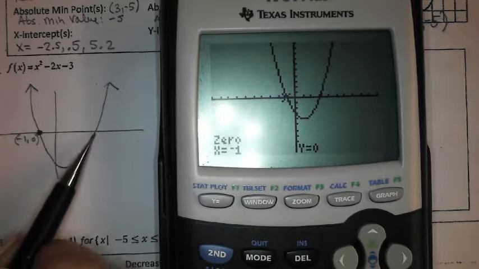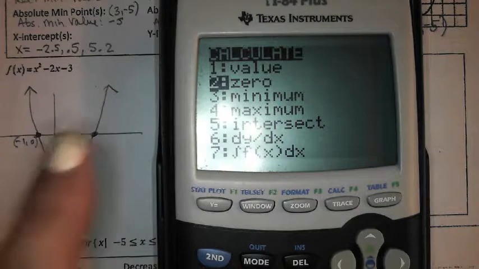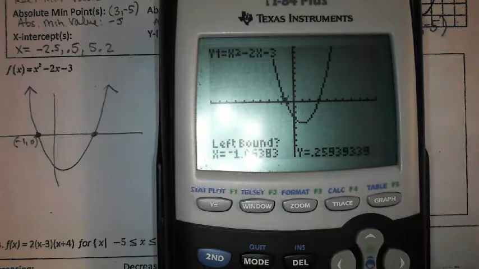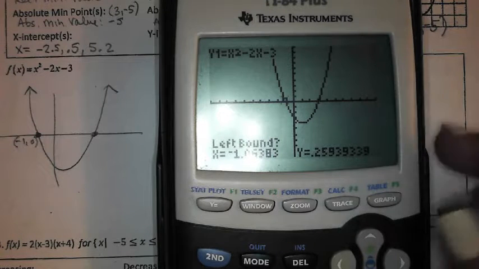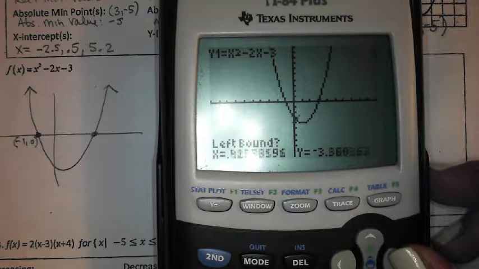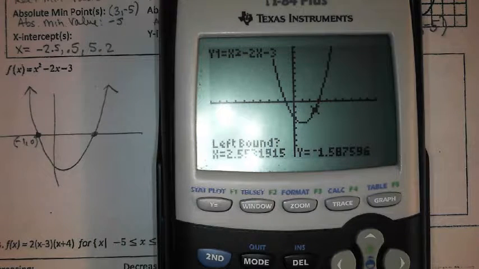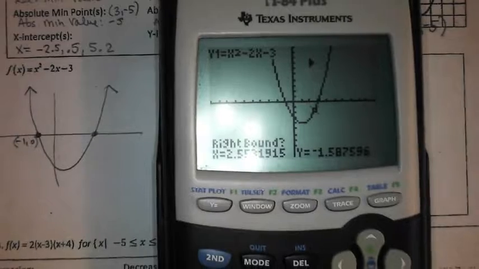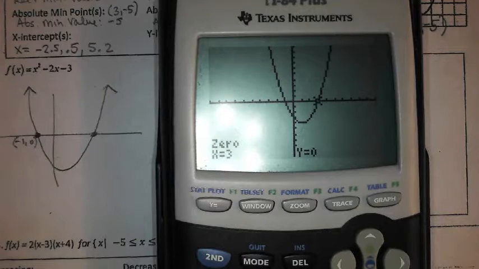I'm going to find my other one at the same time so we can repeat this. So second trace, for those of you who might have gotten lost the first time. Option 2 is 0. Now I'm going to look for this one. So I need to bring my cursor up here, Cameron, to the left of that. Hit enter. And then it's going to say right bound, bring it to the right of that. Hit enter. And then guess, hit enter. And we're going to get 3, 0.